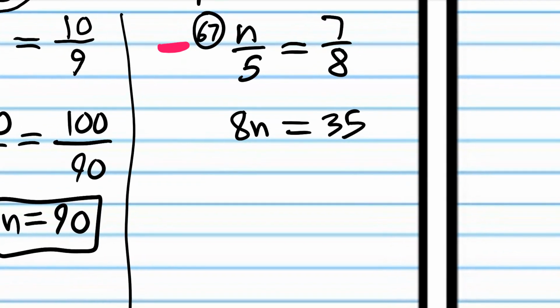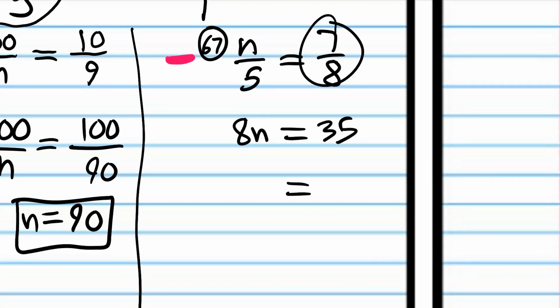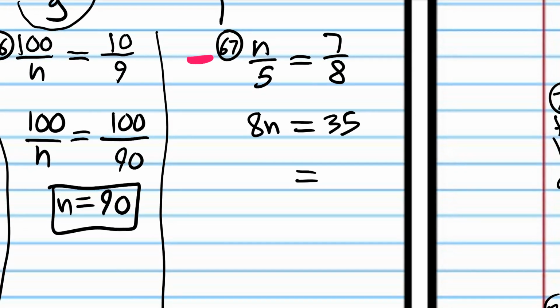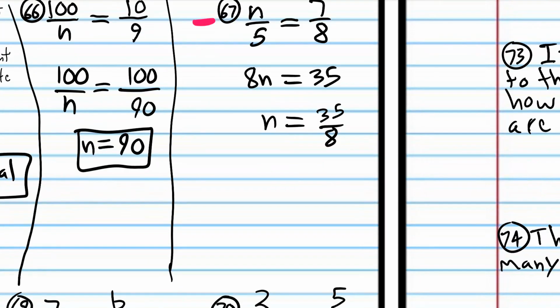The easiest way to do it is when we have numbers that we can't just reduce. This is fully reduced. We're not going to get a 5 in the denominator, and we're not going to multiply 8 by anything to get 5. So that's when you would use this method. So now we just have to divide both sides by 8, and we get 35 over 8, as I mentioned before.